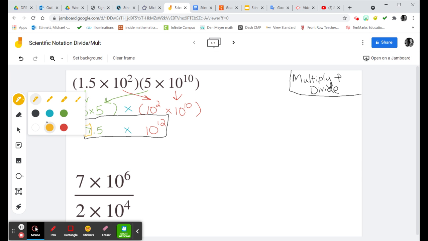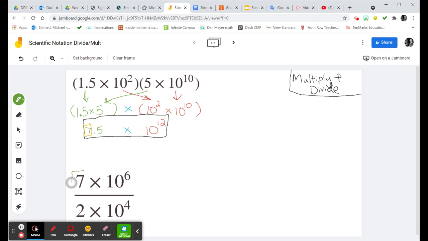All right, so now we're going to focus down on our division. When we're looking at a division problem, what we're going to do is divide both pieces of the number in scientific notation. So we're going to divide the numbers that are out in front with each other, and then we're going to divide the powers of 10 by each other, okay?